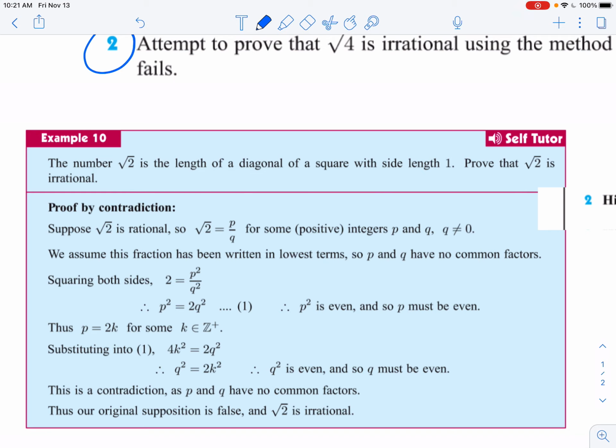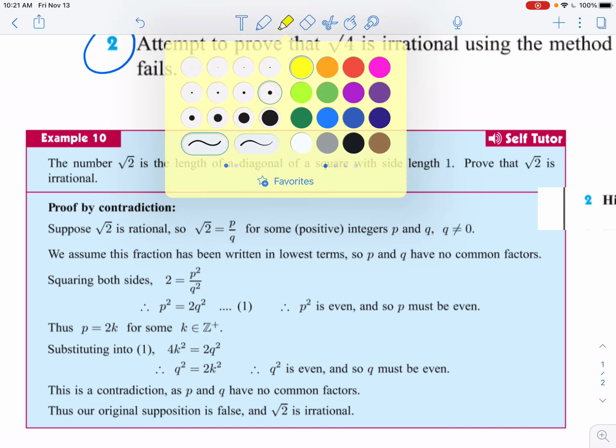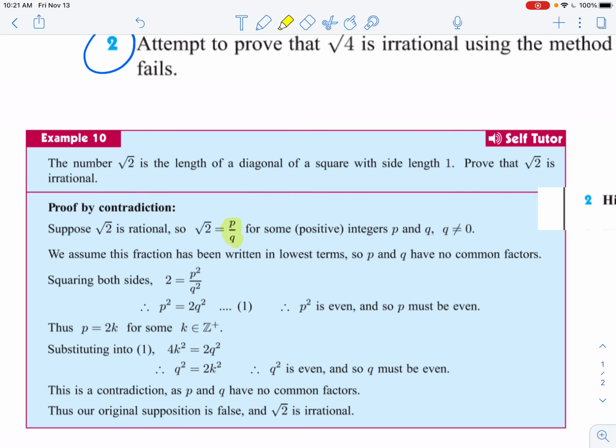saying we're going to assume that it's rational, and therefore it can be written as p over q, where q is not 0, and that's a reduced fraction. So then you square both sides, and you come up with p squared equals 2q squared, which implies that p squared is even, so therefore p must be even.